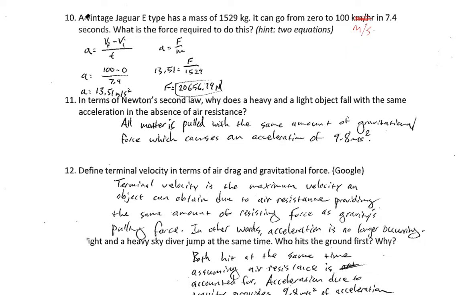So we've got this vintage car. That doesn't tell us anything, right? But it does. We know that it's got a mass of this. So we know M can go from 0 to 100 kilometers an hour, 100 meters per second, we're going to say now, in 7.4 seconds. So I have a velocity and I have a time. All right, we want to know what force is required to do this. So I have time, force, mass, velocity.